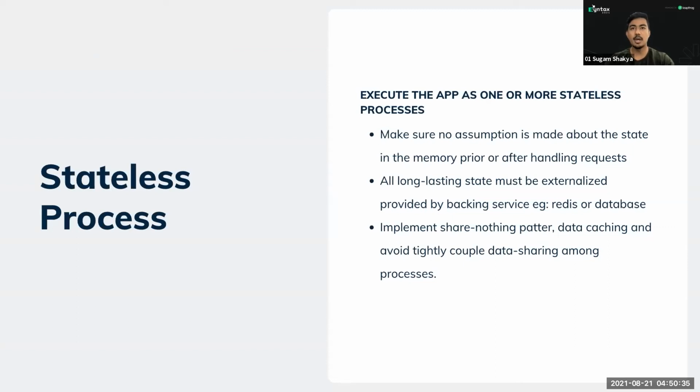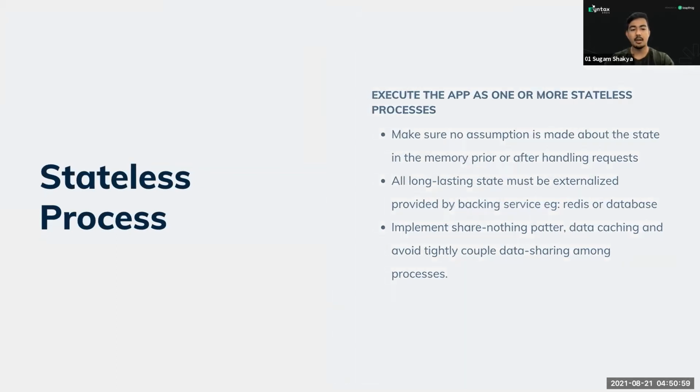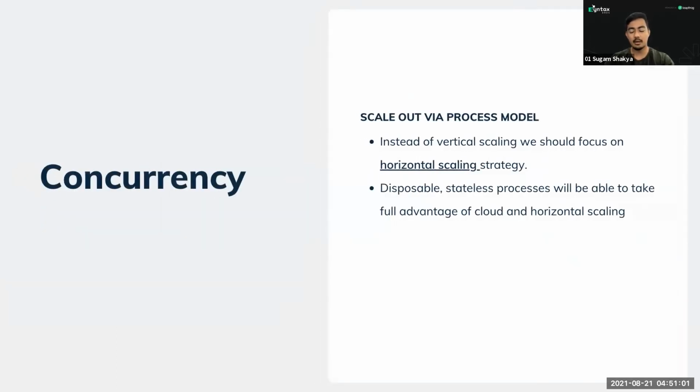But if we need to share the state, if we need to maintain a state, then we need to use some kind of backing service like a database or Redis cache, and maintain the state there. And we should always try to share nothing between the processes, and avoid tightly coupling different processes. This helps us in concurrent, horizontal scaling.